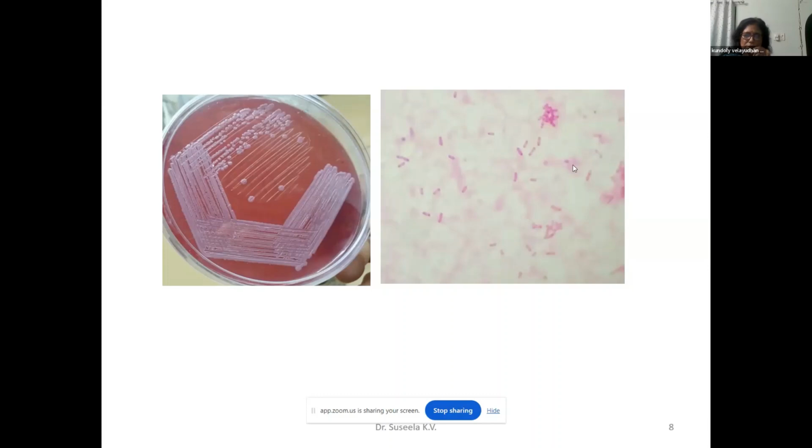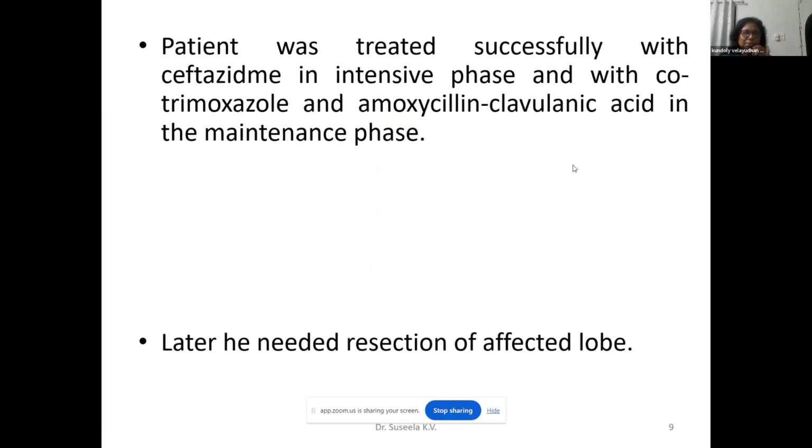In the routine culture, we got this growth, and the patient was treated successfully with ceftazidime in the intensive phase, because these patients need treatment in two phases: the intensive phase as well as the eradication or maintenance phase. In the intensive phase, a bactericidal agent is given, usually ceftazidime, which is the drug of choice, or we can give a carbapenem like meropenem. In the maintenance or eradication phase, we give cotrimoxazole or amoxiclav. In this case, we gave both cotrimoxazole and amoxicillin clavulanic acid combination, or we can even give doxycycline. Later, the patient needed resection of the affected lobe, as he had a large abscess in that lobe.